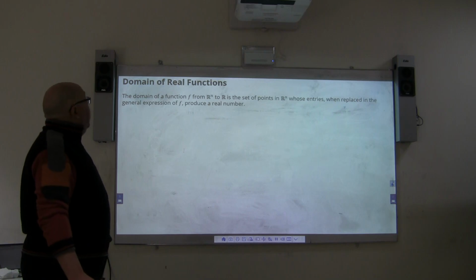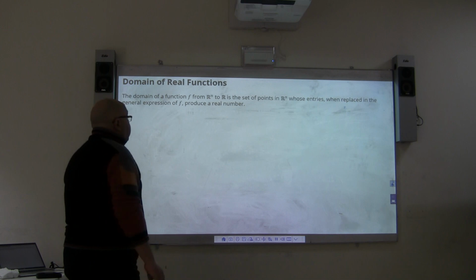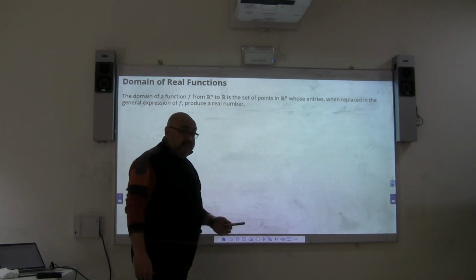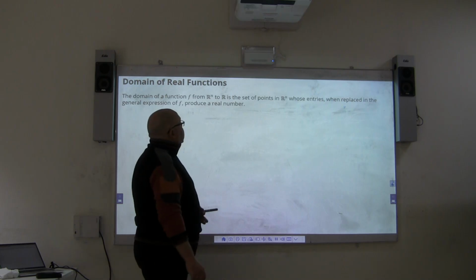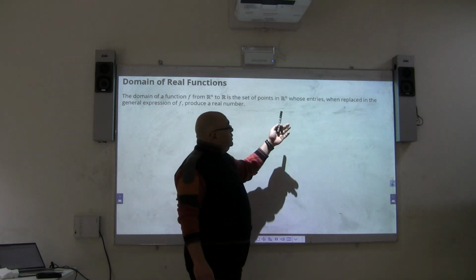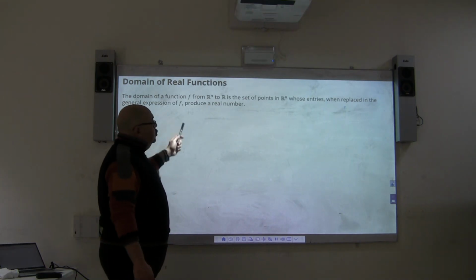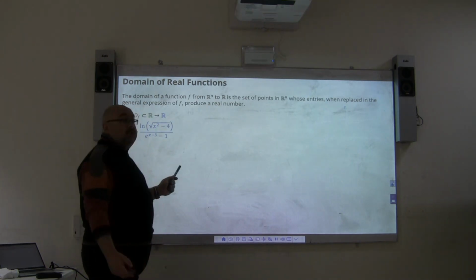Now I want to talk about the domain of real functions, the domain of a function f from Rn into R, which means the domain of functions of several variables: a set of points in Rn whose entries, when replaced in the general expression of f, produce a real number. So let's once more look at this problem.